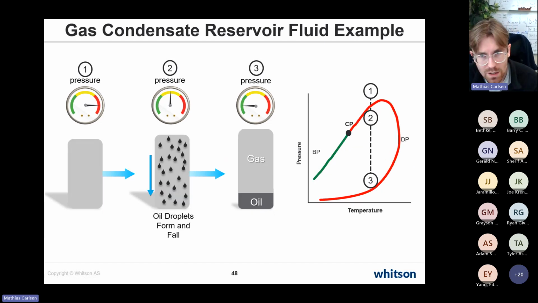If we're dealing with a gas condensate reservoir, it would be the opposite. We'll be looking at this type of curve right here, and we will have oil droplets that will form and fall. And then if we stabilize it here, we'll have a gas and an oil. And the oil there will typically be very immobile in at least many cases, but that depends on the rock.